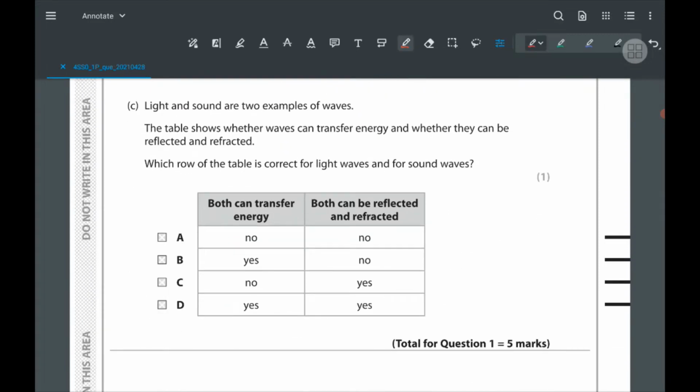Next one, which row of the table is correct for light waves and for sound waves? Both can transfer energy, yes of course, and both can reflect and refract, yes, so the answer is D.